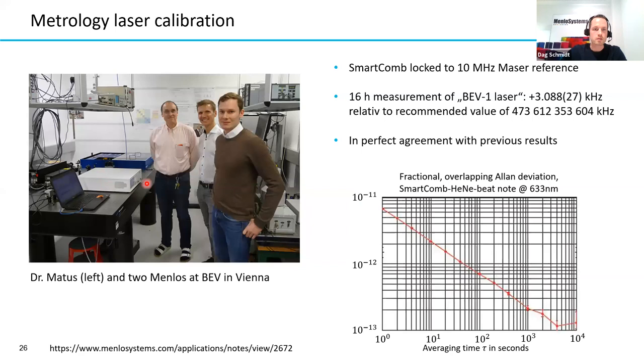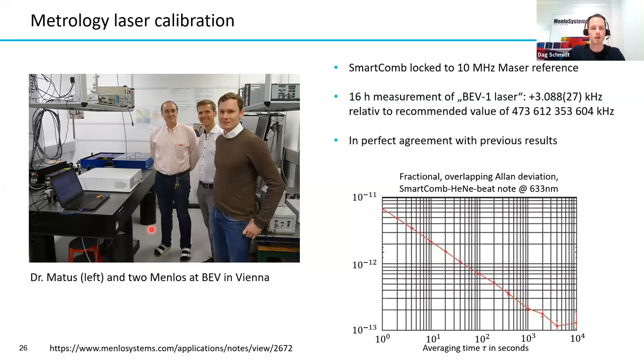Dr. Matos is a wise man, so he also has an FC1500 scientific platform here. And I think now he also owns an ultra-stable laser from Menlo. And if I'm not mistaken, the helium neon laser they wanted to calibrate, and was calibrated, is the black box here. So what did they do?